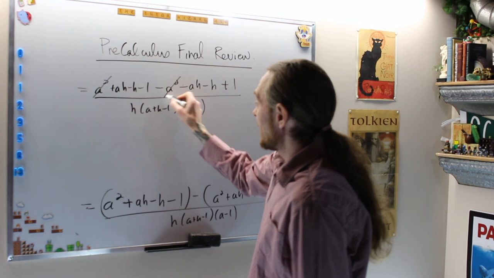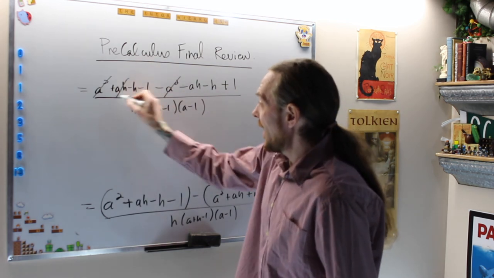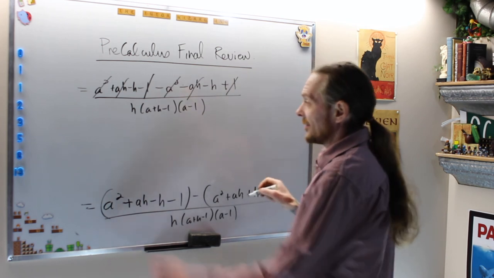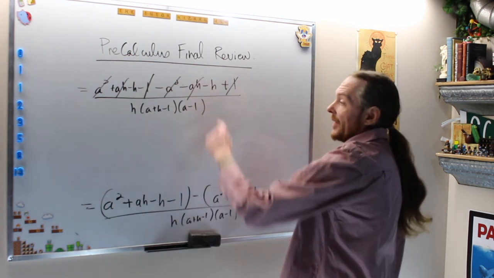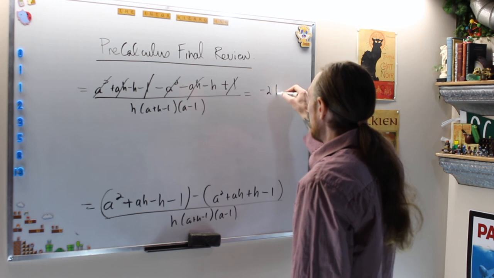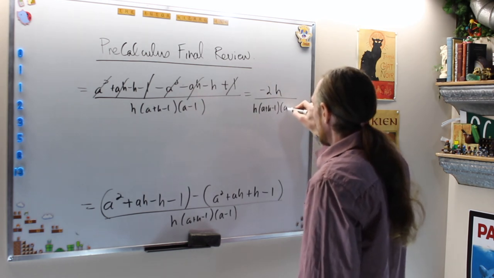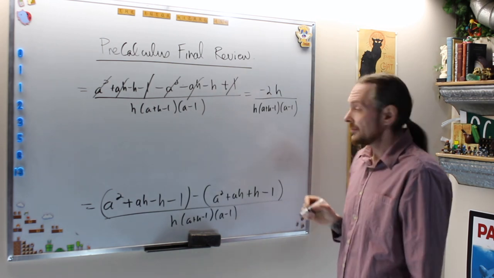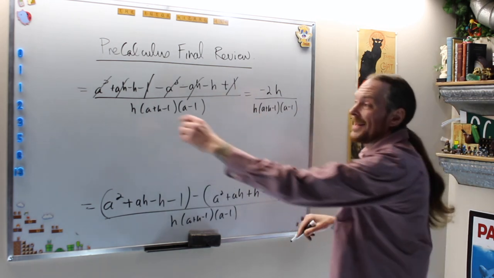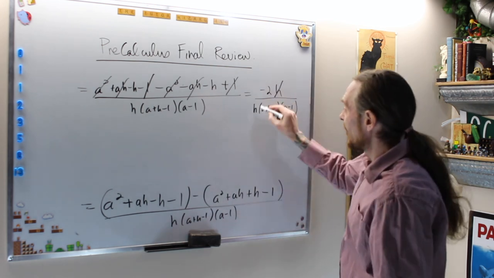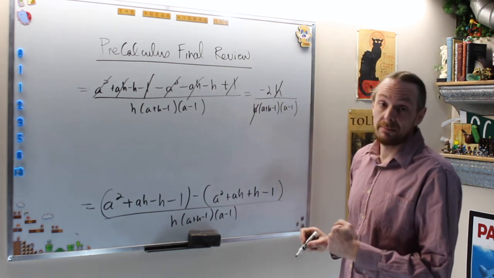a squared minus a squared cancels, a minus a cancels, negative 1 plus 1 cancels, and careful, negative h and negative h gives me negative 2h over h, a plus h minus 1, a minus 1. Now, every term that didn't have h in it canceled, and everything that's left has an h in it. In this case, we only have one, so now we can cancel the h on the bottom.